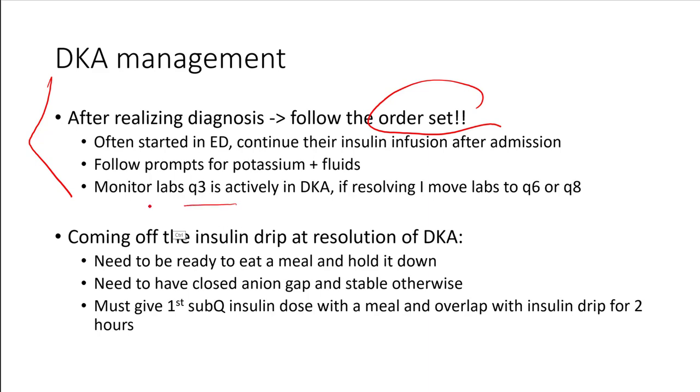The labs are Q3 when they're in DKA. Once that gap is closed and if their electrolytes are looking normal, you might consider spacing out those labs a little bit so the nurses are a little bit less annoyed with you. And their glucose is measured every 1 hour when they're in DKA. So this is notoriously the treatment and the diagnosis that nurses probably hate more than anybody, because they've got to constantly be in there checking the glucose. And I don't blame them.